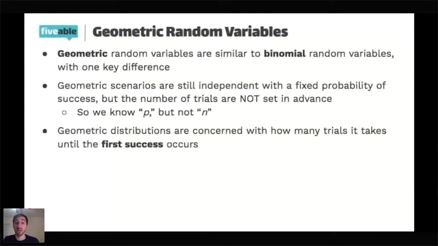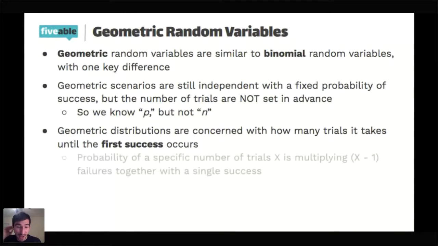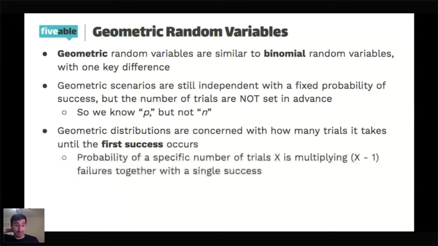But what they'll do is ask, how many flips does it take until you get this, or how many games must you play until you get this thing? And so the probabilities there are really specific events. If they say, what is the probability that it takes you 7 attempts to do something? That means the first 6 attempts were all failures and the 7th was the success.